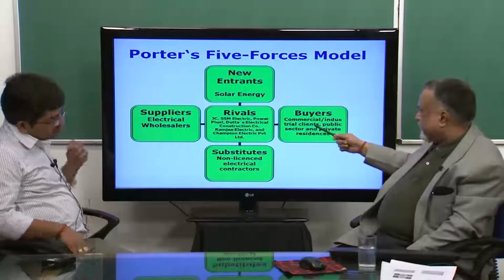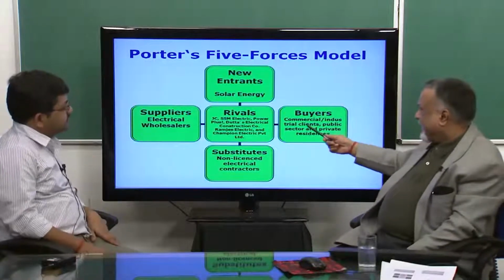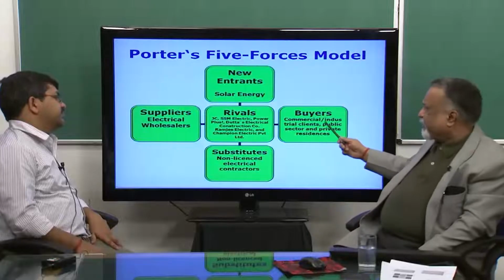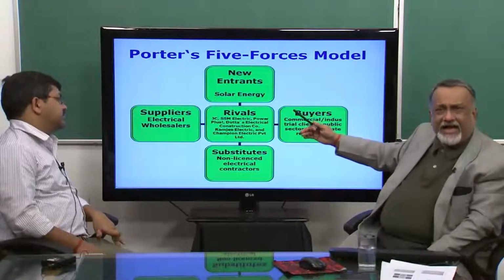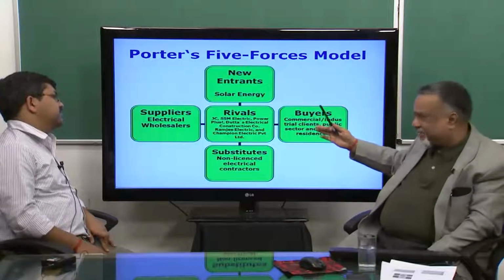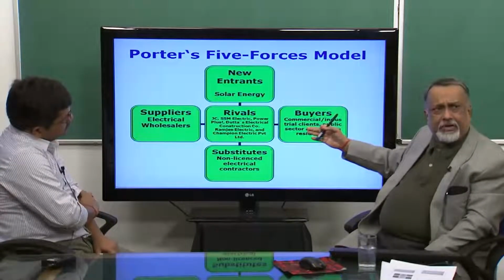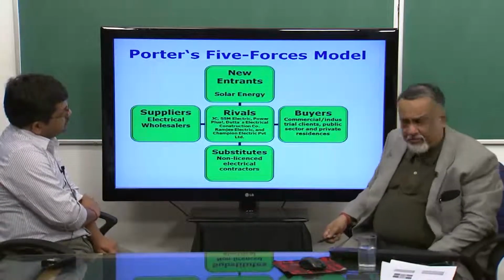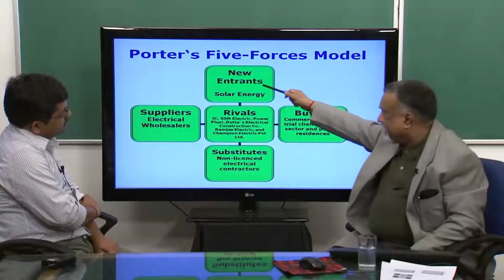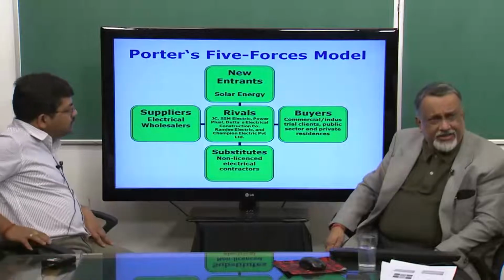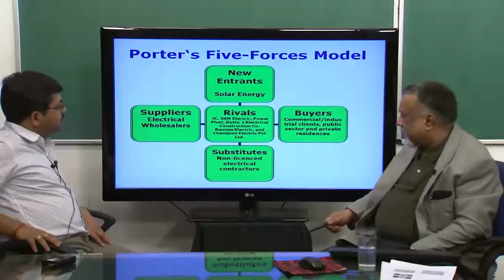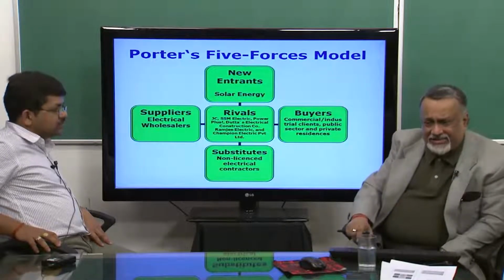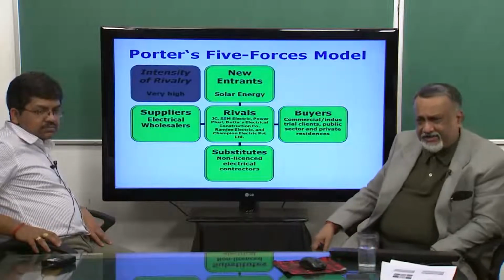And then there are buyers, as we have said: commercial buyers, industrial clients, public sector and private sector residences. So, as you can see, for a contracting company, the buyers are mostly the builders. These builders can be for large public projects, for private residence projects, or for factories or offices. And then there is a new entrant coming, which is solar energy based competition, and there are of course substitutes, which are non-licensed or unlicensed local small electrical contractors.